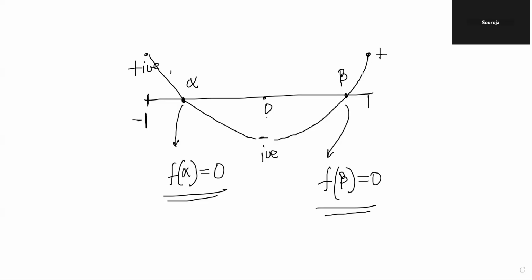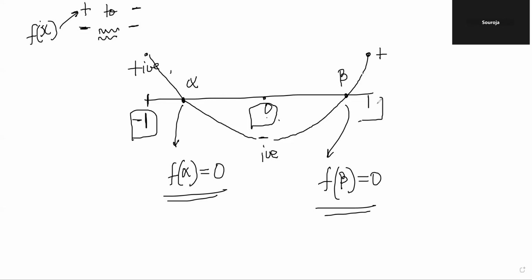So if this quadratic function f of x is changing its sign from positive to negative, between those two values, somewhere it has to become 0, right? So there is a root between -1 and 0, and there is another root between 0 and 1 somewhere. We don't know where, but it has to happen. Correct?